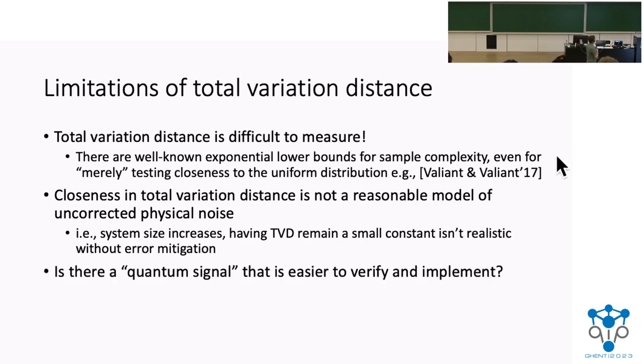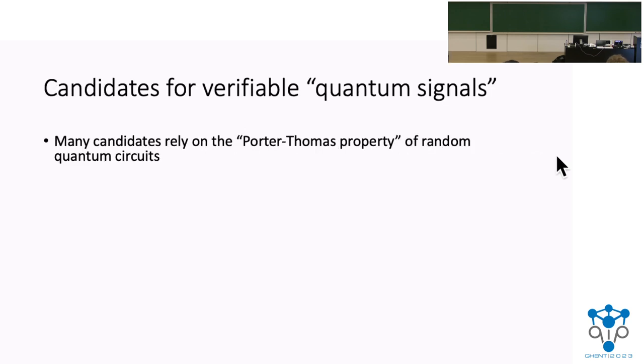Okay? And so there's this question: is there a quantum signal, other than closeness in TVD to the ideal output distribution, that's easier to verify and implement with an experiment? And so there are other candidates, and I call them benchmarks. They generally rely on the following property of random quantum circuits, which we call the Porter-Thomas property.